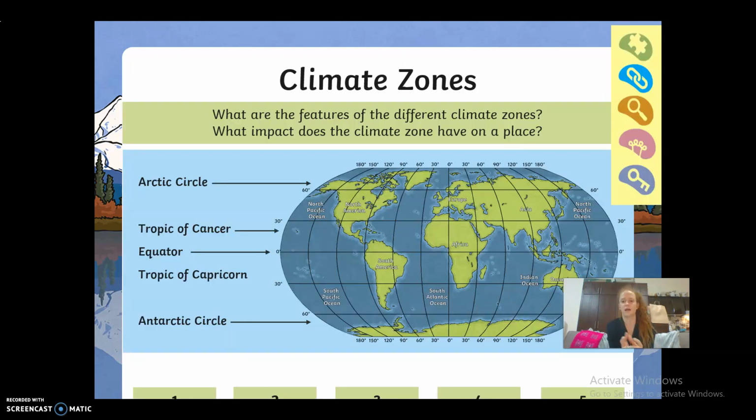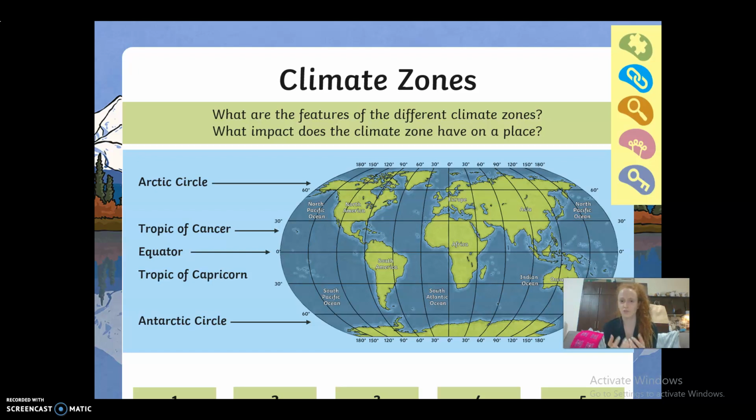All right, more lines of latitude and longitude. What are the features of different climate zones? If you remember, the places between the tropics were called the tropics. Then the places around the Antarctic and Arctic Circle were called the polar zones. Then we had a subpolar zone, and then we had a temperate zone as well.